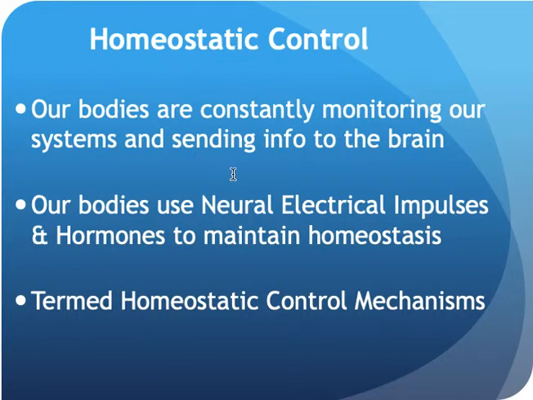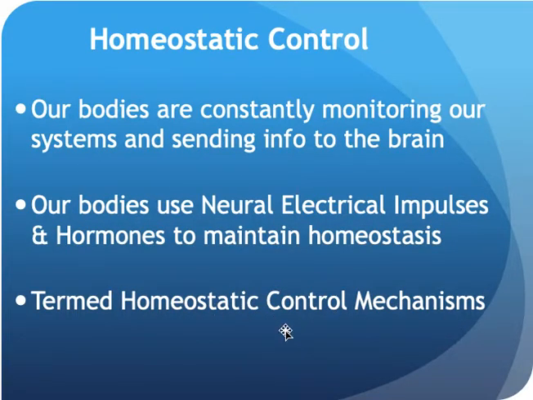So our bodies are constantly monitoring our systems, sending information through to the brain, and again, they're going to do that through the nervous system. So we're using these neural electrical impulses, and then we're going to use hormones to maintain homeostasis. And the hormones and the glands are going to be your body's effectors, okay, which is how I make changes to bring me back to homeostasis. And this is going to be termed the homeostatic control mechanism.